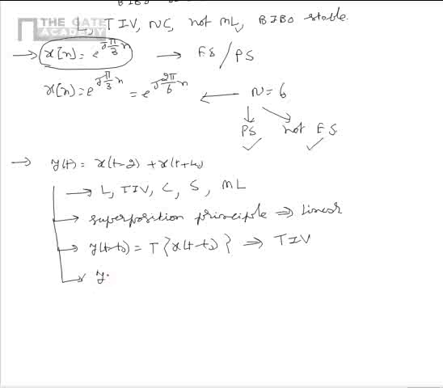Thus, output at any point of time, that is y of t, depends on past x of t, that is x of t minus 2, and future x of t, that is x of t plus 4. From this, we see that the given system is non-causal and it has memory.